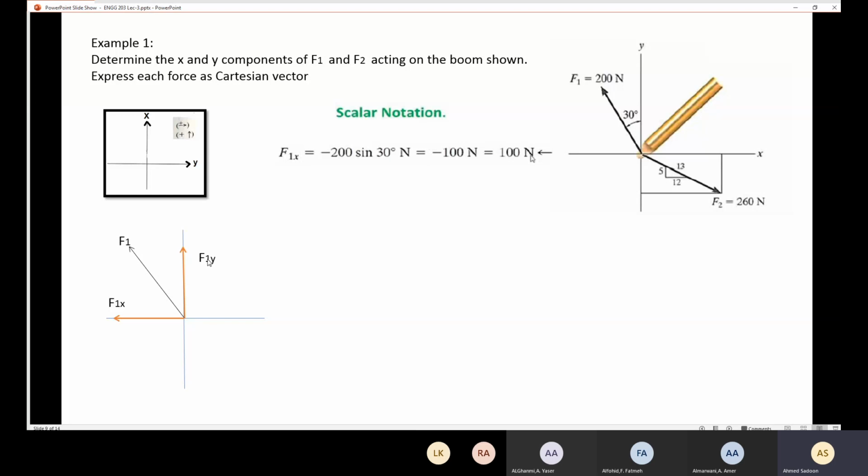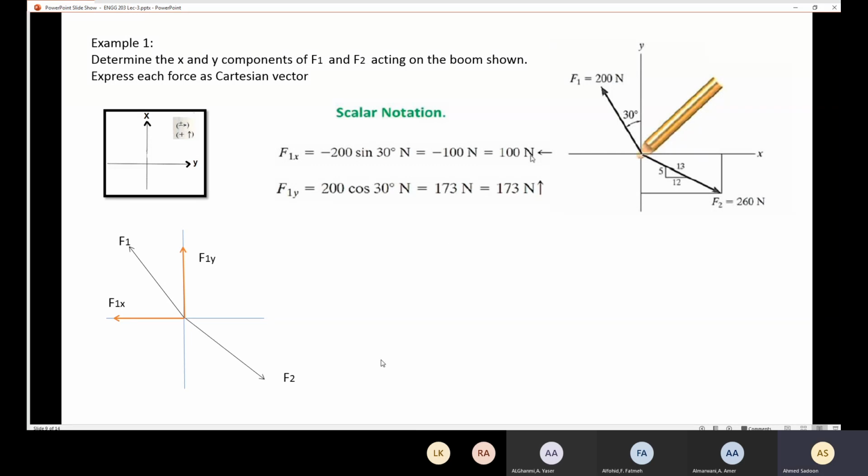Also, we can calculate F1y. F1y is going to equal F1 multiplied by cosine. Like I mentioned before, I'm going to use this as a simple rule for that. So F1y is equal 200. Of course, this one is positive because this direction is positive. Multiplied by cosine 30. And if you multiply this, you are going to have 173 Newton. And the direction is like that.